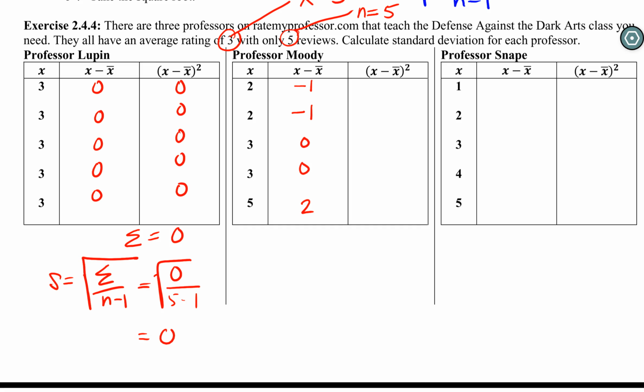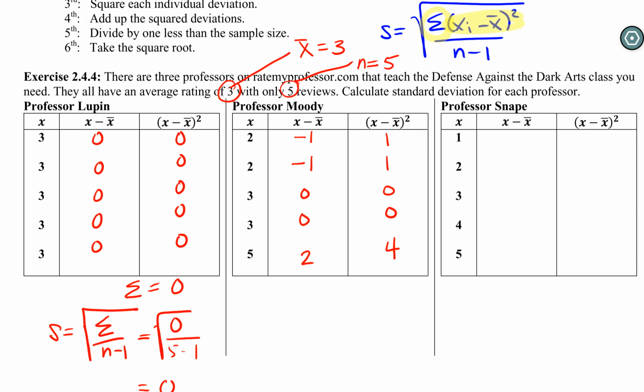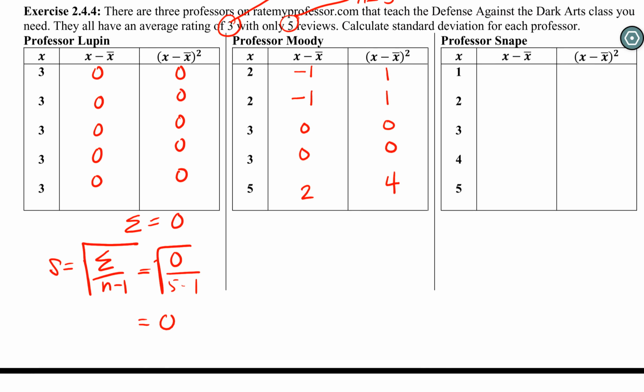Now we need to square those because we need to say, I don't care if you're above or below. I just want to know how far everything is away from that mean. So -1 squared is 1, 0 squared is 0, and 2 squared is 4. And then again, remember our formula. We just finished finding all of these. We need to do the summation. So if we sum those up, we get that there is 6 there.